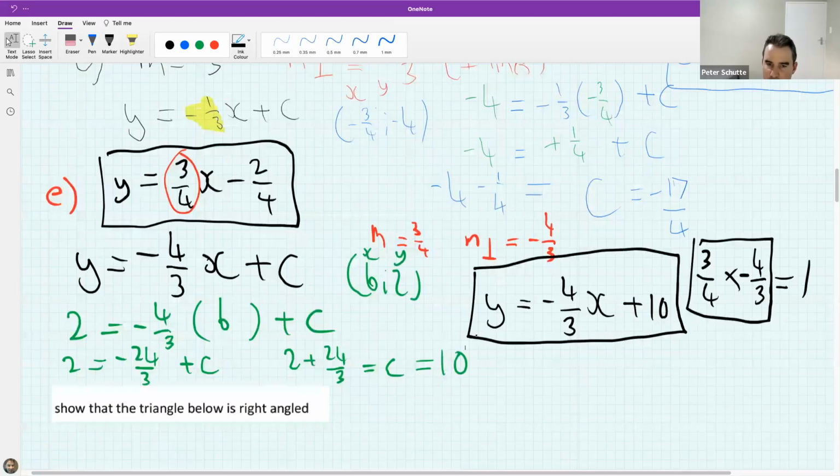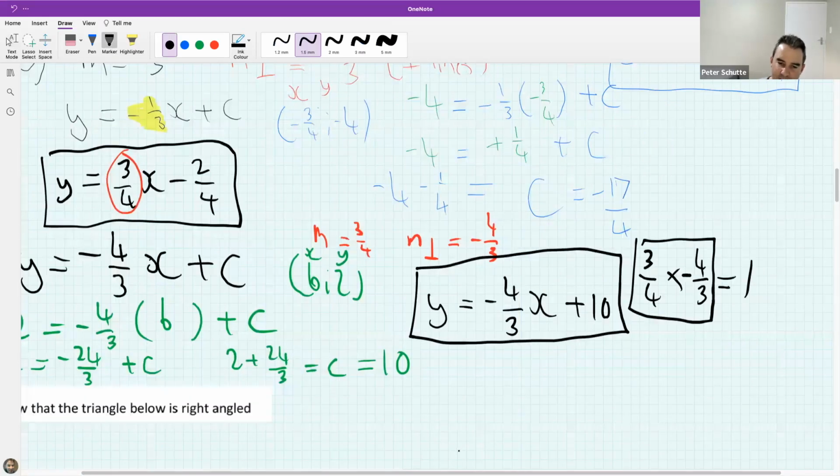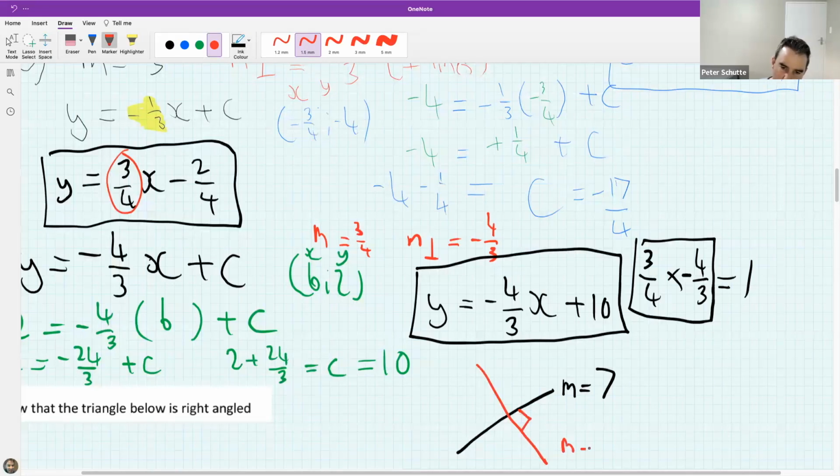I'll just give you one more example before we finish off. If this gradient is 7, then the one that's perpendicular has to be going the other direction. And so its gradient would just be -1/7. Okay, so that's just trying to show you why one's a positive and one's a negative.